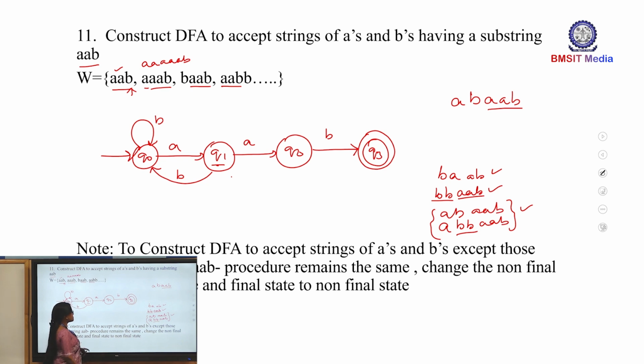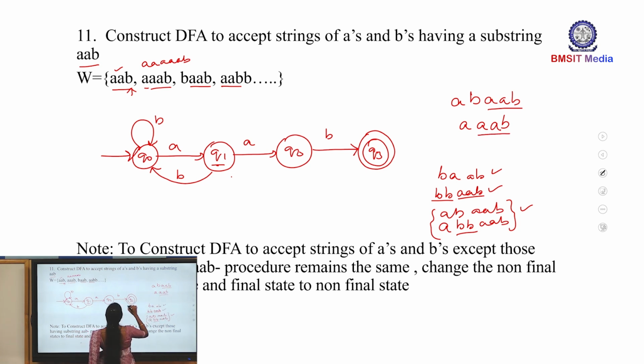Now I'll come to Q2. Q2 already has a transition on seeing a B. What happens if I see an A at this point? You can see that I reach Q2 after seeing A and A. So from Q0 on seeing A, Q1, and from Q1 on seeing A to Q2. So what happens if I see a third A here and then a B here? This should be accepted because this has got the substring AAB.